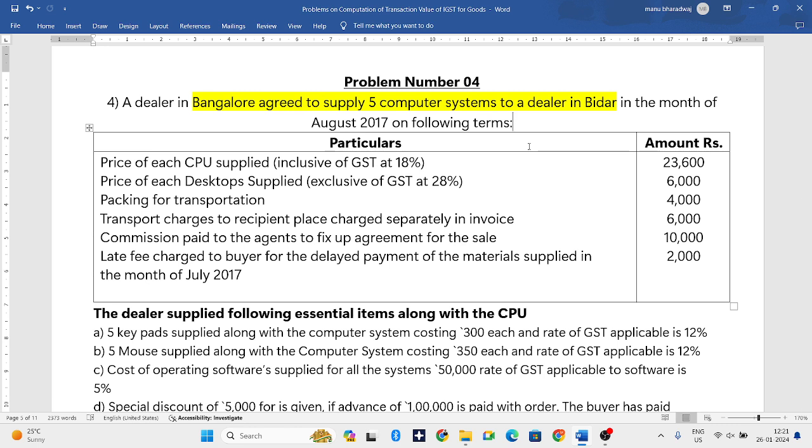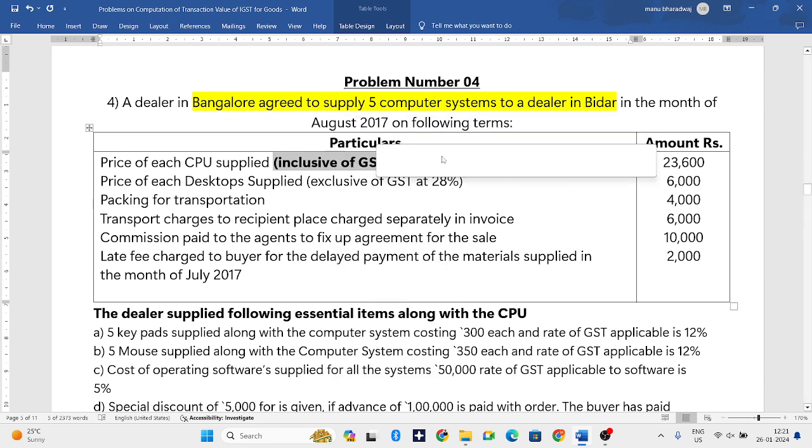So the price of each CPU is inclusive of GST. Very, very important, this particular line. Inclusive of GST 18%. So the price of the CPU, with 18% GST included, is 23,600. GST is included in this selling price. Price of each desktop: each means one desktop. In total 5 computer systems, that is 5 desktops, are being sold. The value of each desktop is 6,000 rupees, exclusive of GST. There is no GST in this.